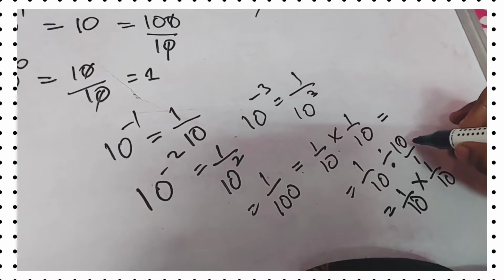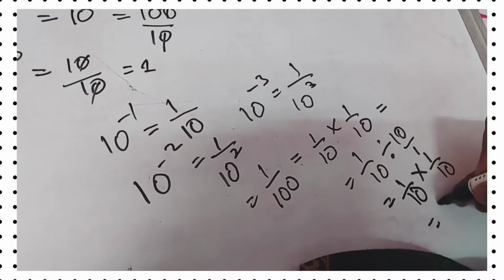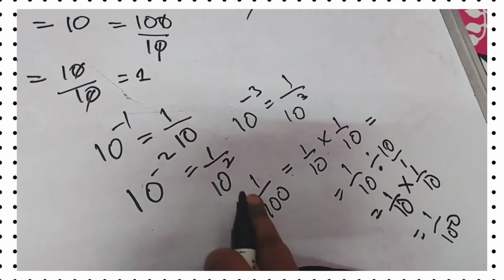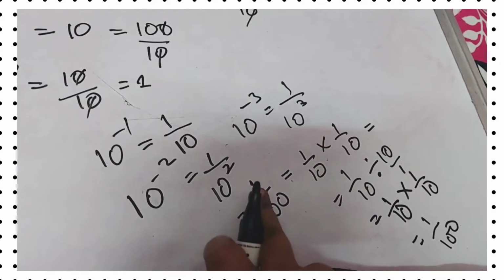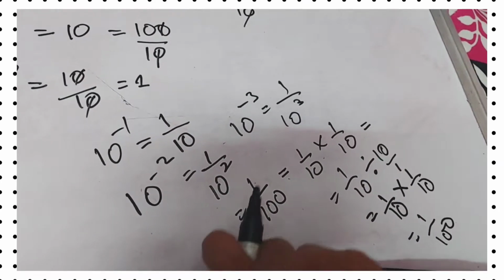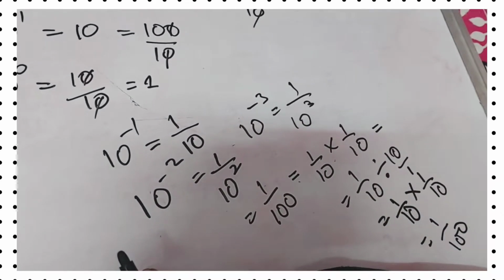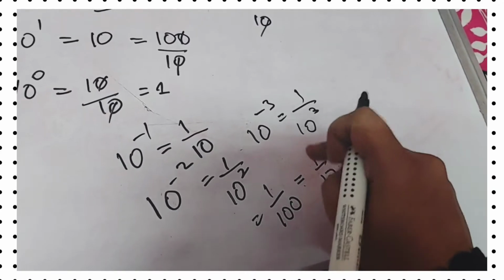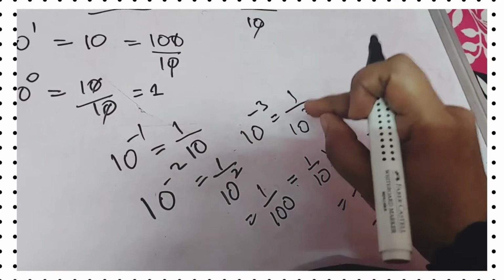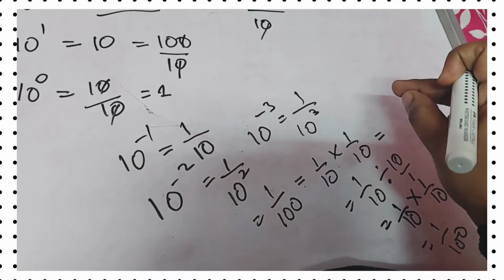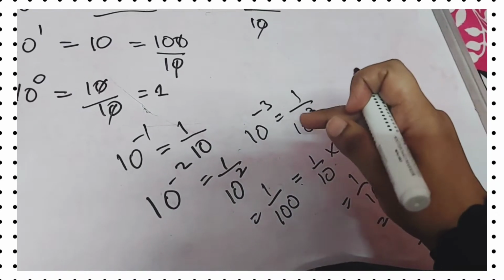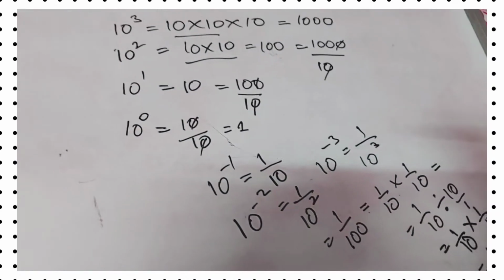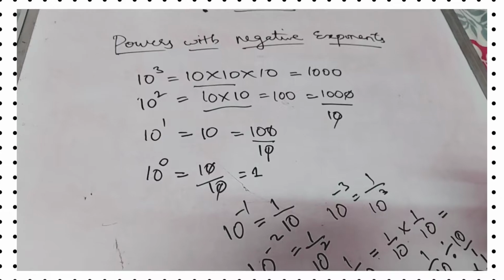It will become 1 by 10. So the answer is 1 1s are 1, 10 10s are 100. 1 by 100 only. Again 1 by 100 is 1 by 10 cube, and again 1 by 100 is 10 to the power of minus 3. Sometimes it is given in the objective: what is 1 by 100? The options will be 10 to the power of minus 3 and 10 to the power of minus 2. What you have to do is 1 by 10 cube, and the answer is 1 by 100. This is how you have to do this pattern.